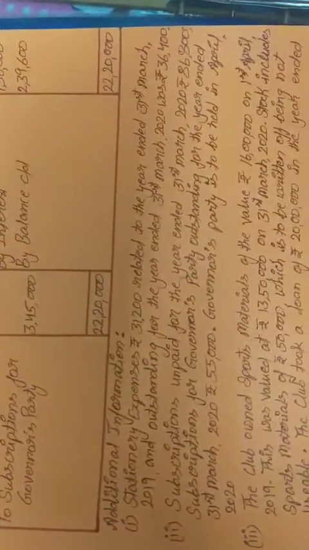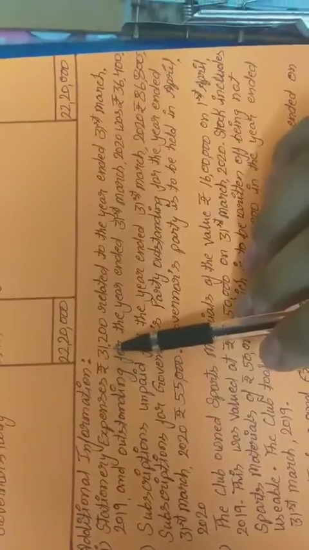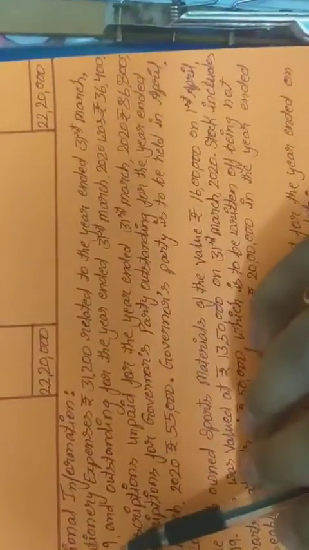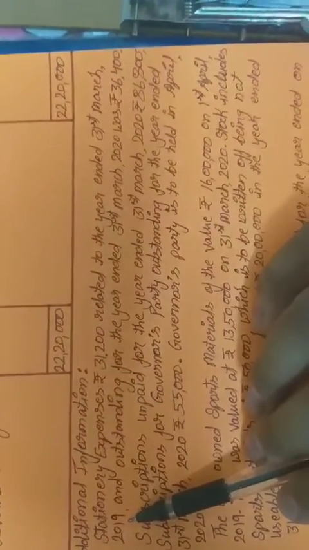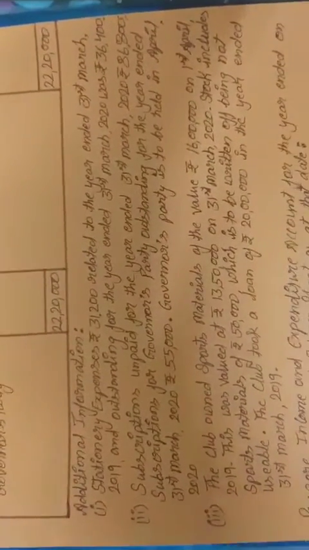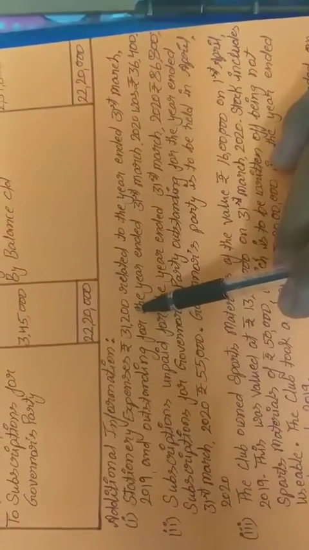because this question is totally based on these things also. Additional information. First one, stationery expenses rupees 31,200 related to the year ended 31st March 2019. Means this stationery is related to last year. If it is related to last year, we will subtract it from the current year stationery payment we have made. Because why is it so? Because this expense is related to last year, that's why.